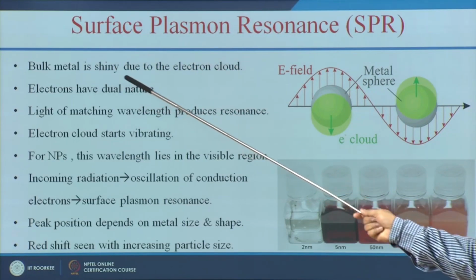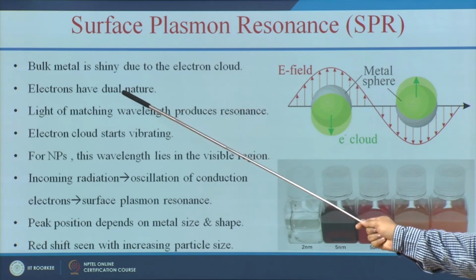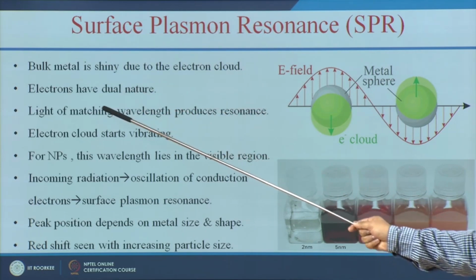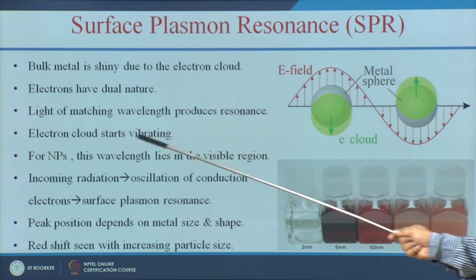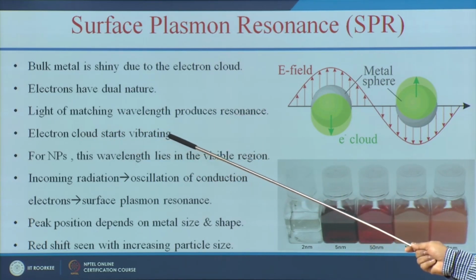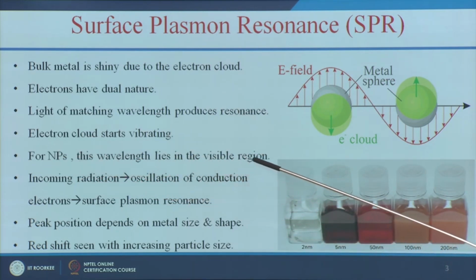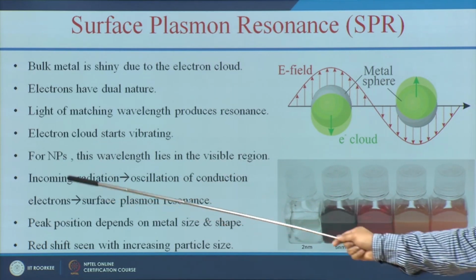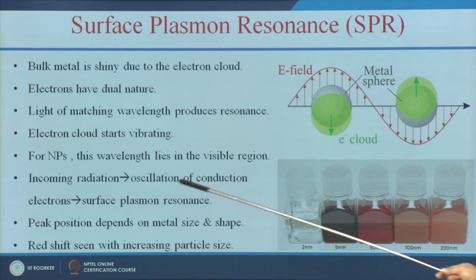Usually the bulk metal is shiny due to the electron cloud. These electrons have dual nature. If light of matching wavelength produces resonance, then the electron clouds start vibrating. For nanoparticles, this wavelength lies in the visible region, and that is why you are getting these kinds of colors. The incoming radiation induces the oscillation of conduction electrons, which leads to surface plasmon resonance.